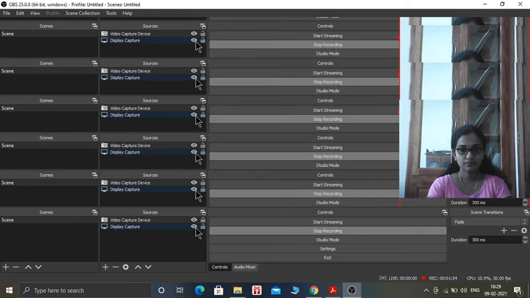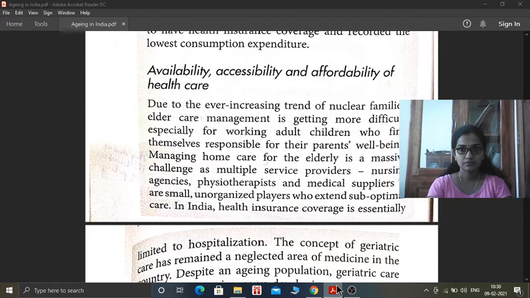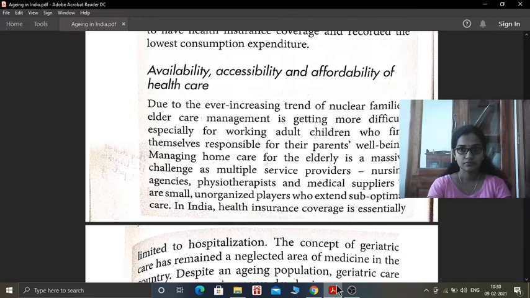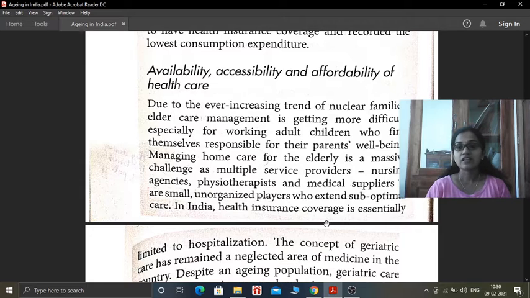Let me share the PDF with you. Just a moment. Okay, so availability, accessibility, and affordability of healthcare. This is another challenge.